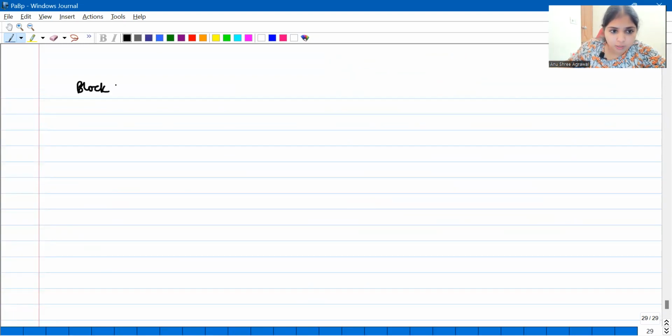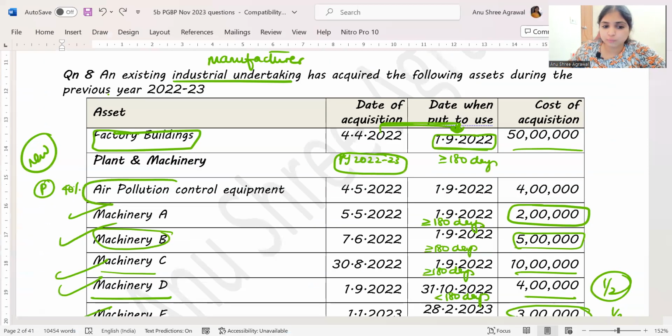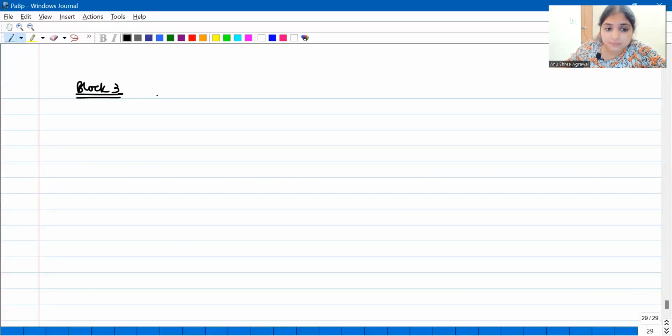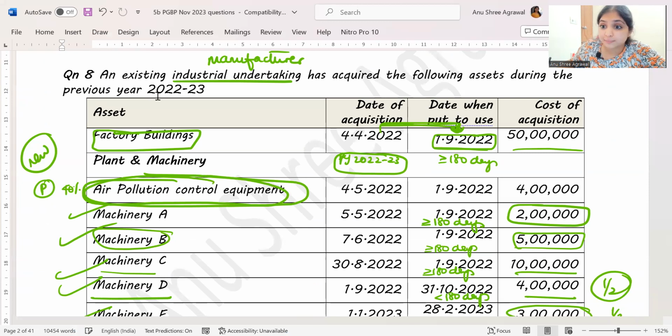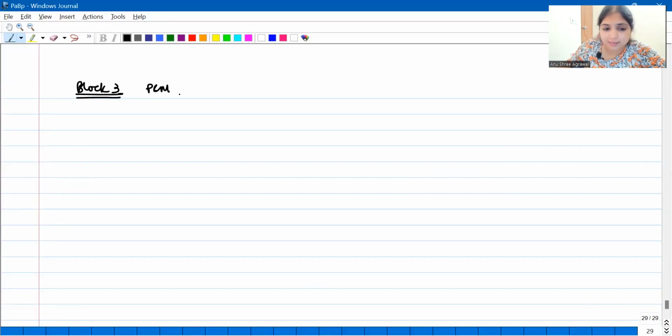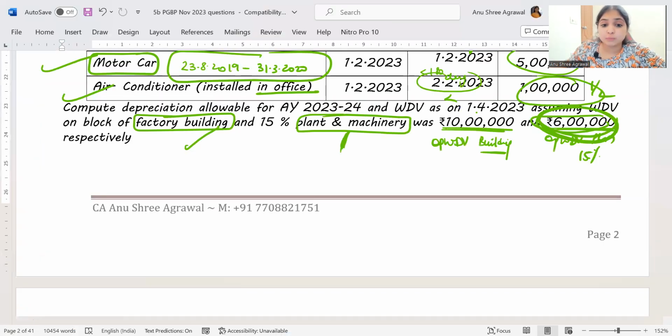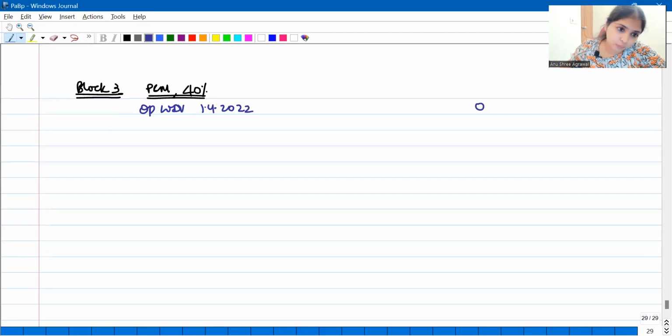All right, now we are left with only one last block. We are having block 3. Remember we had that leftover air pollution control equipment. New asset, guys. This is going to be simple. Let's finish this. Block 3. Tell me, air pollution control equipment, which category? Plant and machinery category. Within plant and machinery category, what depreciation rate? 40% depreciation rate. So write down opening WDV 1st April 2022: 0. We don't have any opening WDV. They had given us opening WDV only for the 15% block and building block. So 40% plant and machinery, no opening WDV.